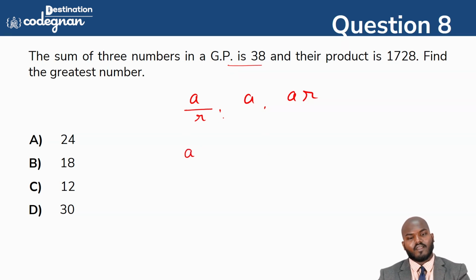Sum of the three numbers means this is the thing. So A by R plus A plus AR. If you take the A as common here, it will look like this: A times (1/R plus 1 plus R). So this is saying that it is 38.